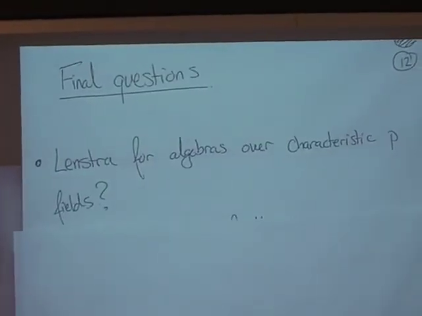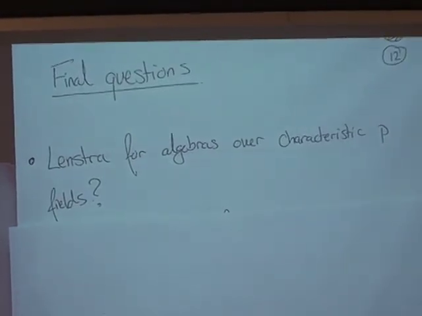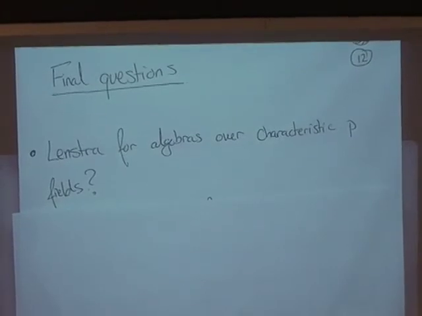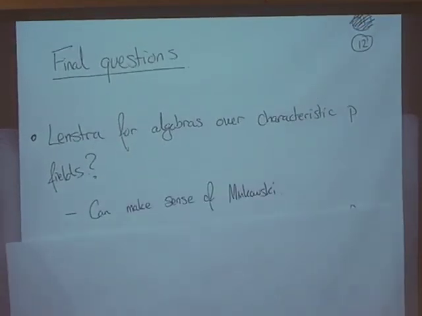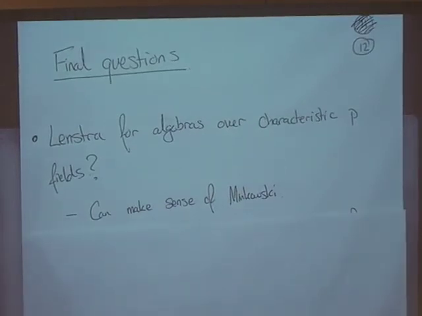And so I'm going to change gears a little bit and try to pique your interest with some final questions. One final question I would like to pose is, all of this Lenstra stuff that came up in our first 2 lectures, can you do this over characteristic P? So can you define a notion of height, you can make sense of Minkowski. So you can really sort of apply all the technology, and it seems to work. So I think it would be nice to see this for algebras over characteristic P.